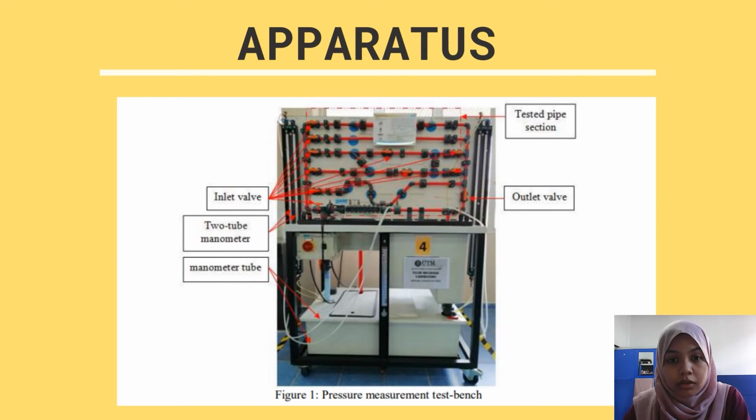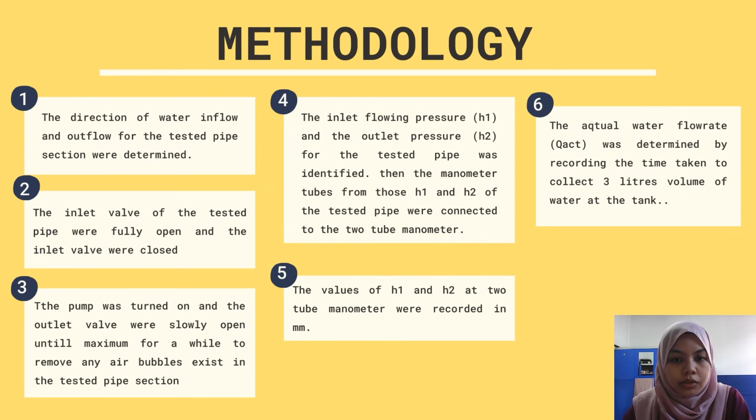So first of all, this is the apparatus used in experiment 4. This is the set that we use, which consists of the tested pipe section, outlet valve, inlet valve, two-tube manometer, and the manometer tube at the bottom. Okay, so we go straight to the methodology.